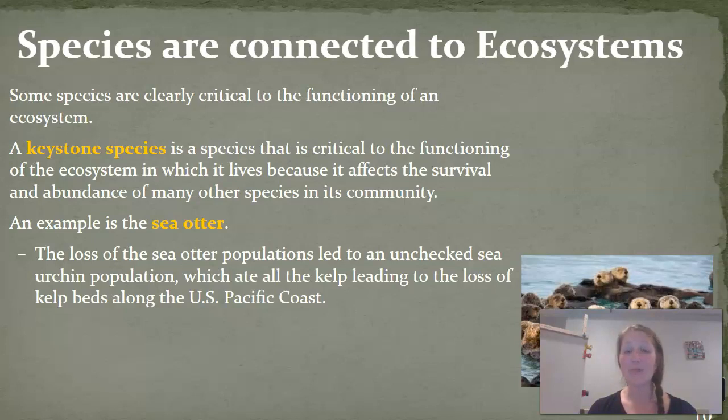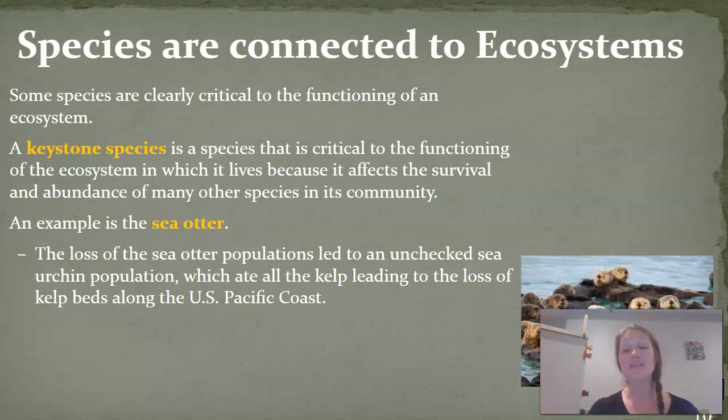Okay, so the loss of the sea otter populations led to an unchecked sea urchin population, which ate all the kelp, leading to the loss of kelp beds along the US Pacific coast. Okay, the sea otter was responsible for eating the sea urchin. The sea urchin then was responsible for eating the kelp.